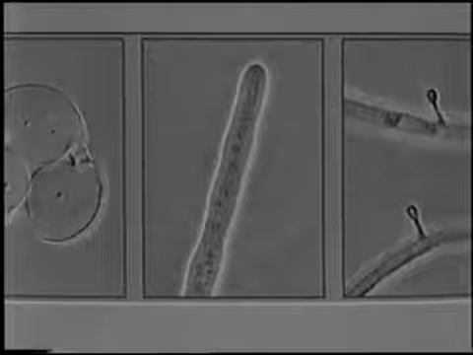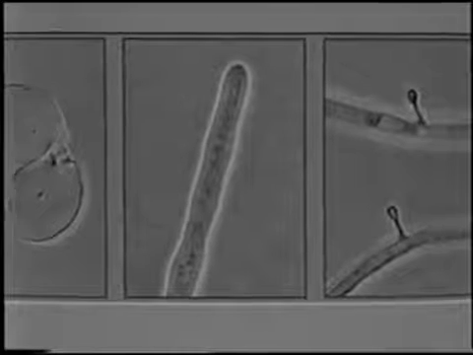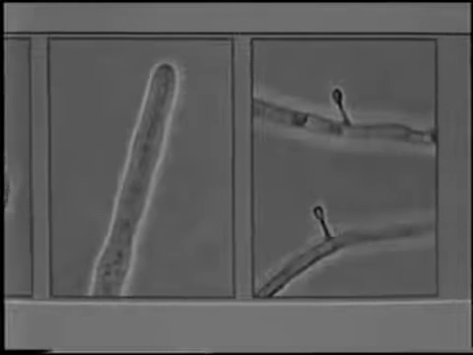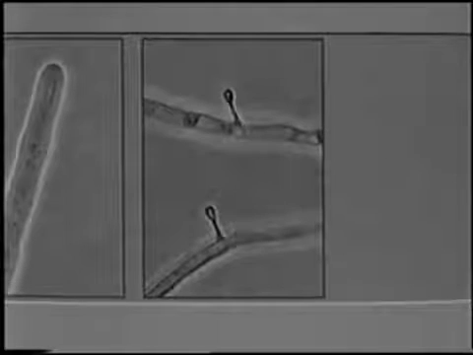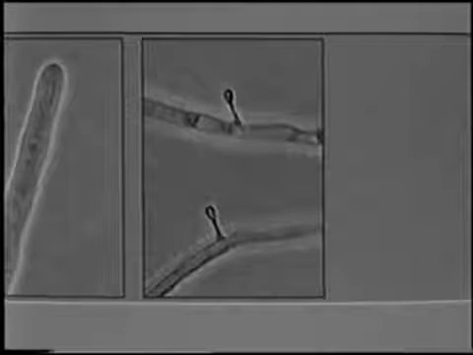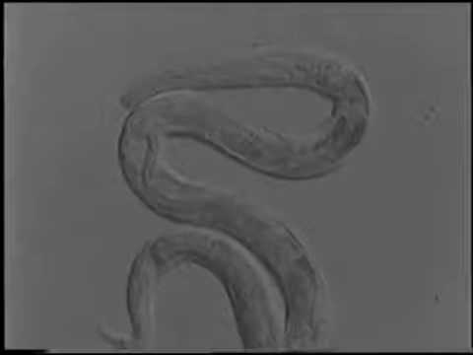Hyphal tips attacking the eggs of nematodes. Mycelial structures immobilizing the prey before invasion by normal hyphae. Irrespective of the infection method, the result is always the death of the nematode.